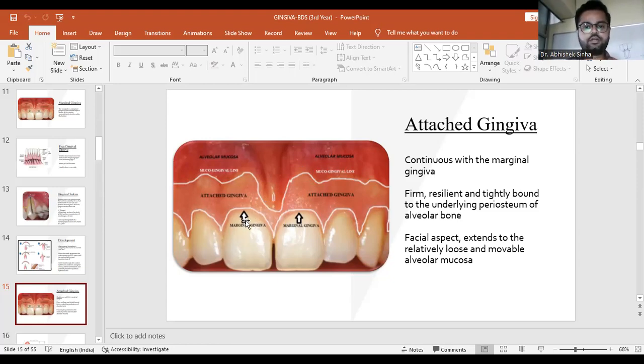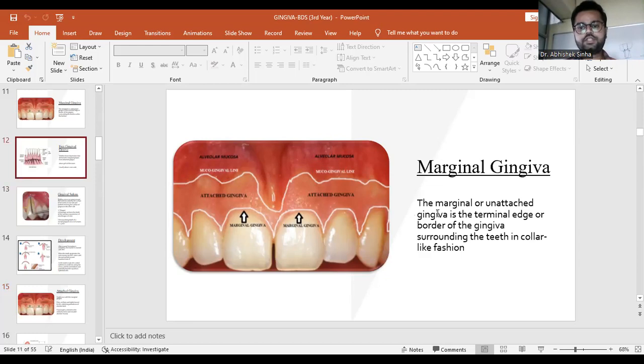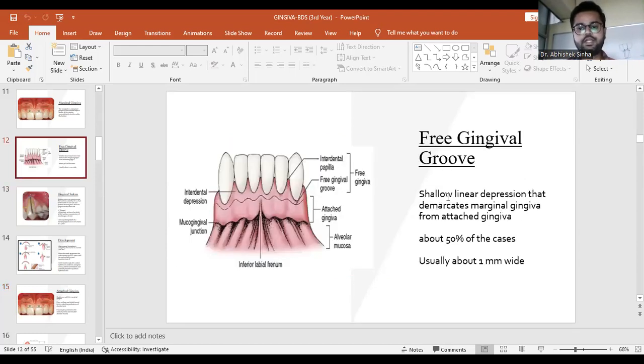Let's come back to the free gingival groove. Free gingival groove is a shallow linear depression that demarcates marginal gingiva from the attached gingiva. Now this is seen in only 50% of the cases, and if at all present, it will be 1 millimeter wide. So this is the free gingival groove.